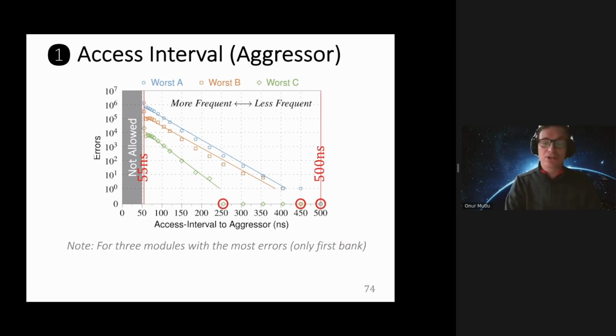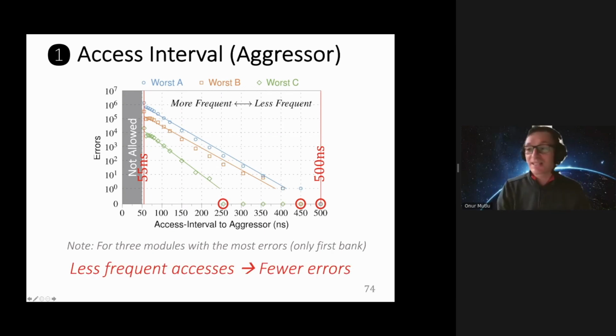But this is not a good mechanism, at least if done naively, because if you bake it into the standard and you want to get rid of all of the bit flips, you need to reduce your access rate significantly and separate your accesses to a row by 500 nanoseconds, which is really not acceptable if you want high performance. But this is potentially one way of reducing the problem, as you can see. If you do it naively, you won't get a good result because it will come at high performance loss.